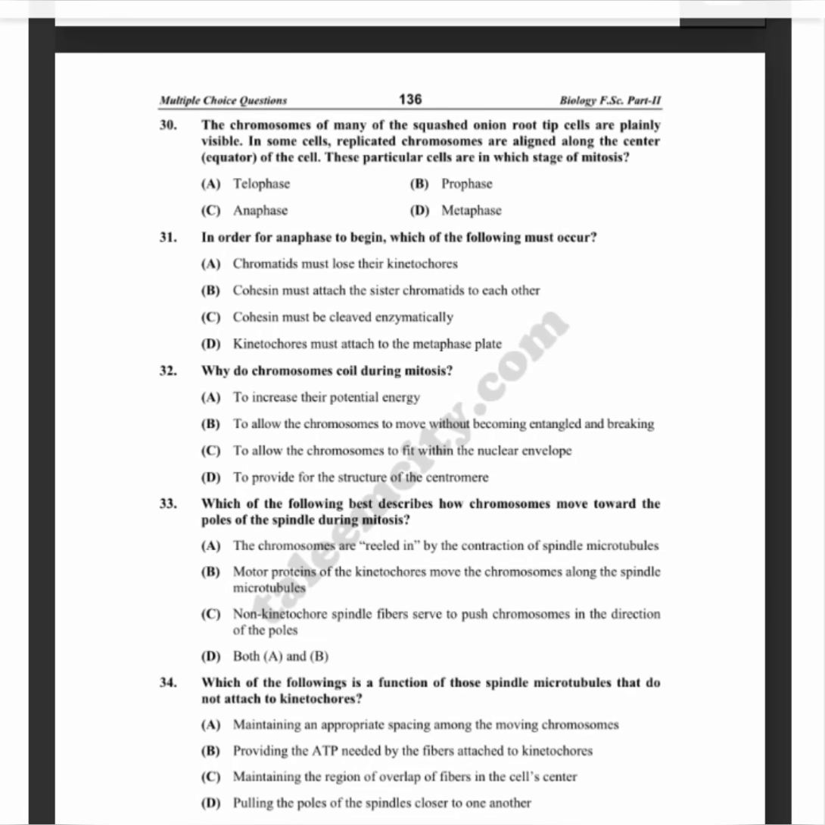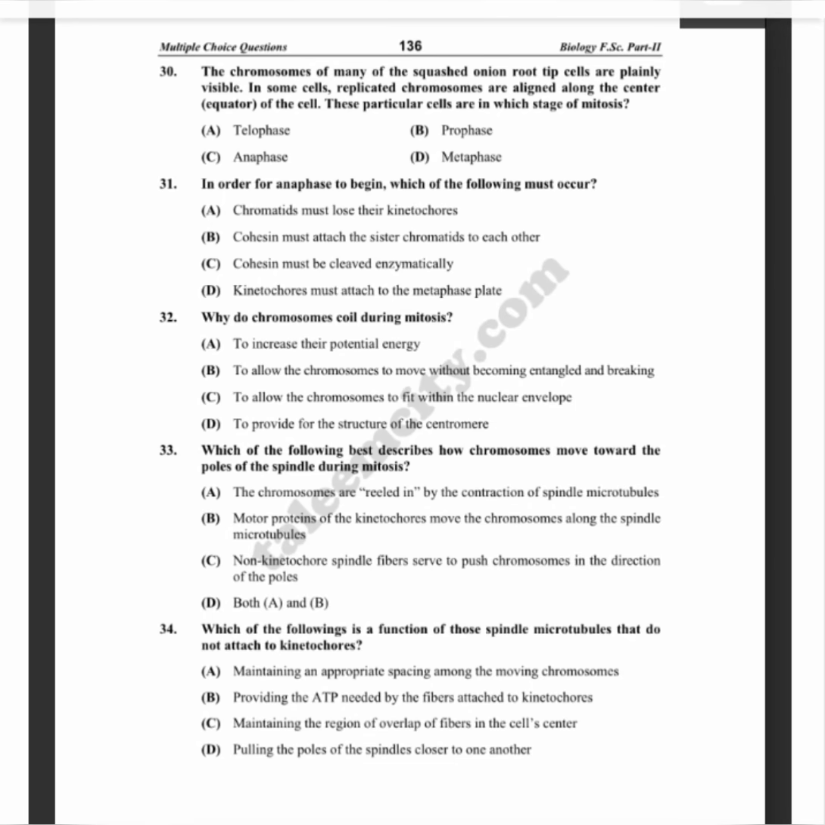The chromosomes of many stochastic onion root-tip cells are plainly visible. In some cells, replicated chromosomes are aligned along the center of the cell. These particular cells are in which stage of mitosis: telophase, prophase, anaphase, metaphase?